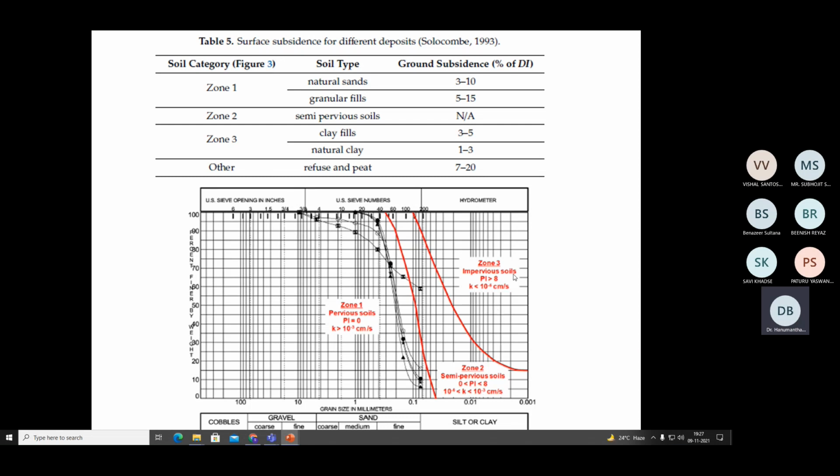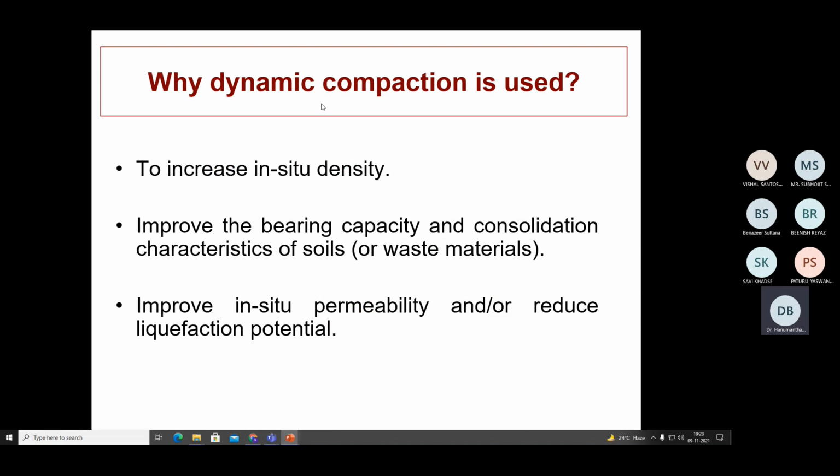Zone 3, impervious soils. It is obvious that zone 3 soils are not at all fit for deep dynamic compaction because they are impervious. Impervious means they comprise more of the clays, as you can see from this table. And here it is also given what would be the approximate percentage of ground subsidence depending upon the soil type and which zone it is falling in, either zone 1, zone 2 or zone 3. The objective of dynamic compaction is to increase the in-situ density, improve the bearing capacity and consolidation. Way back also we have discussed the same thing.